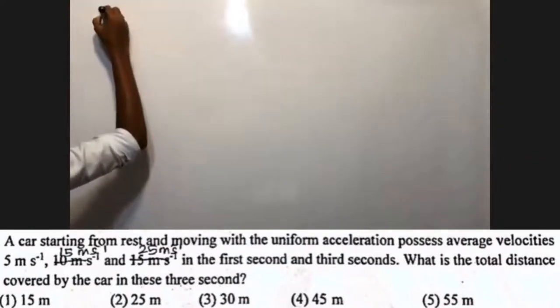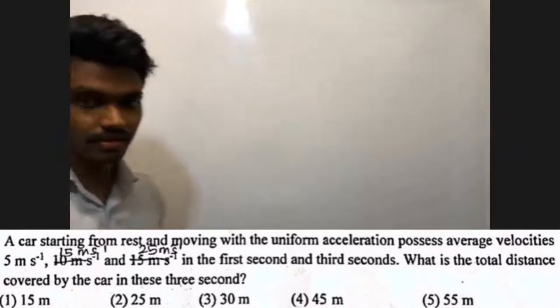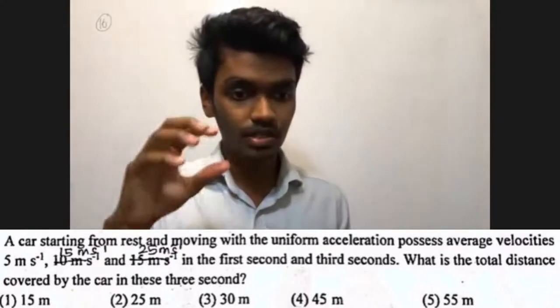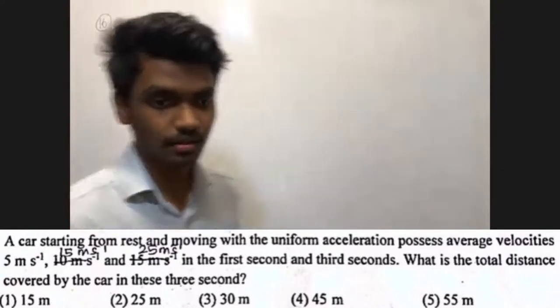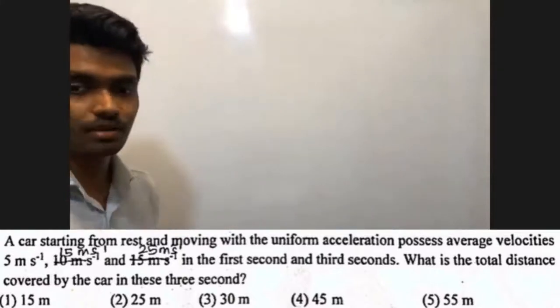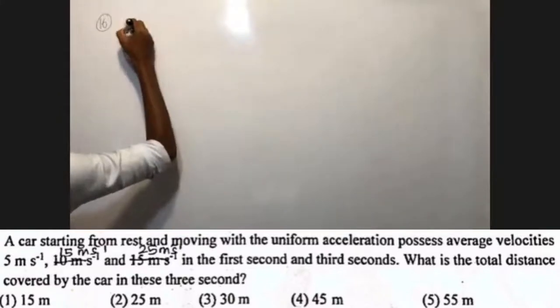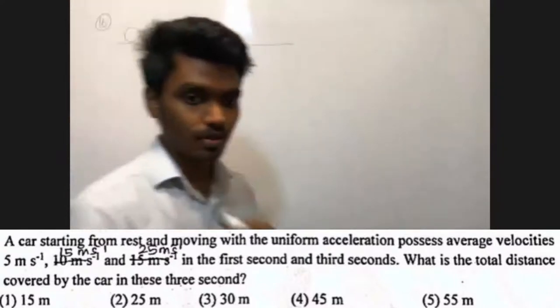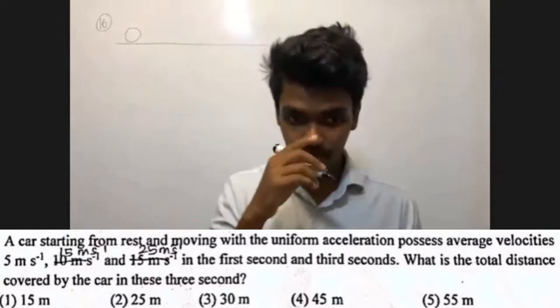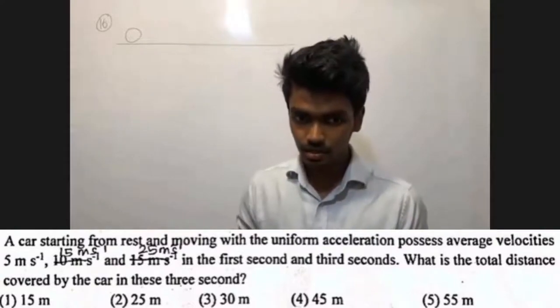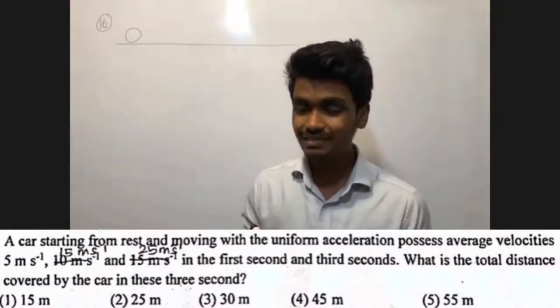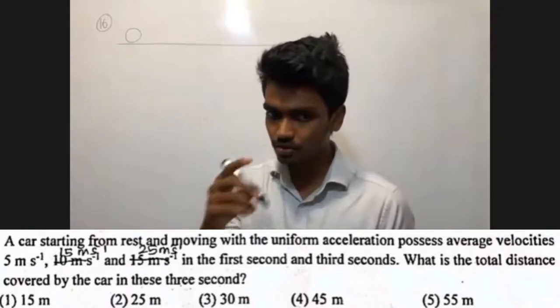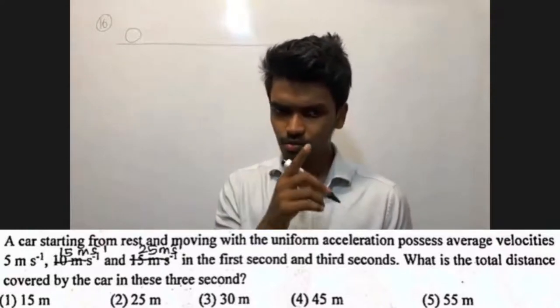Discussing the 16th question. Okay, it says a car starting from rest. When it says cars and all, I'm not going to draw cars anymore. So this represents the car. You need to understand, okay, a car starting from rest and moving with a uniform acceleration. So remember, underline those words.